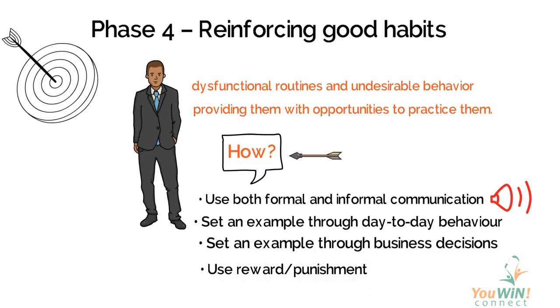Use reward and punishment. The leader can praise or reward desired behaviors such as openness, tolerance, teamwork, and delegation to show staff what he or she likes and dislikes.